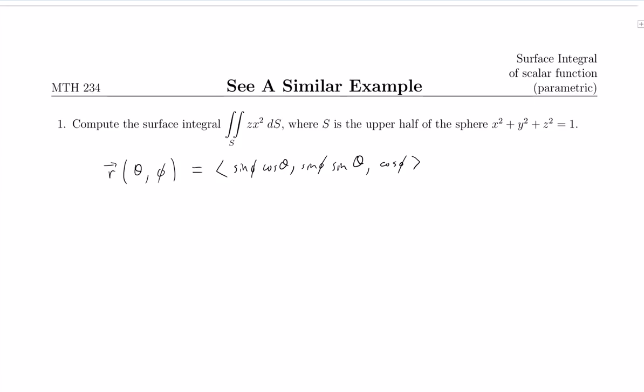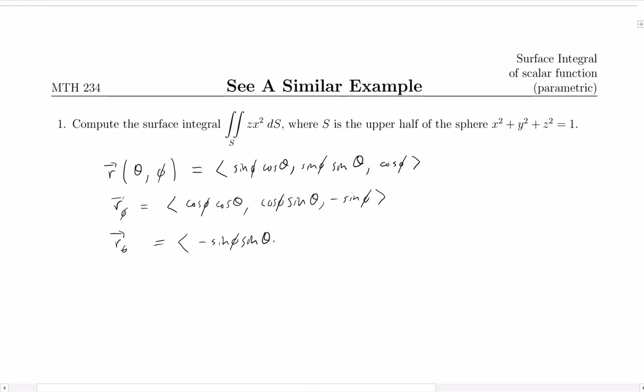And in order to compute the integral, we'll need these partial derivative vectors, r phi and r theta. So we take partial derivatives: cosine phi cosine theta, cosine phi sine theta, minus sine phi, and theta derivatives: minus sine phi sine theta, sine phi cosine theta, and 0.